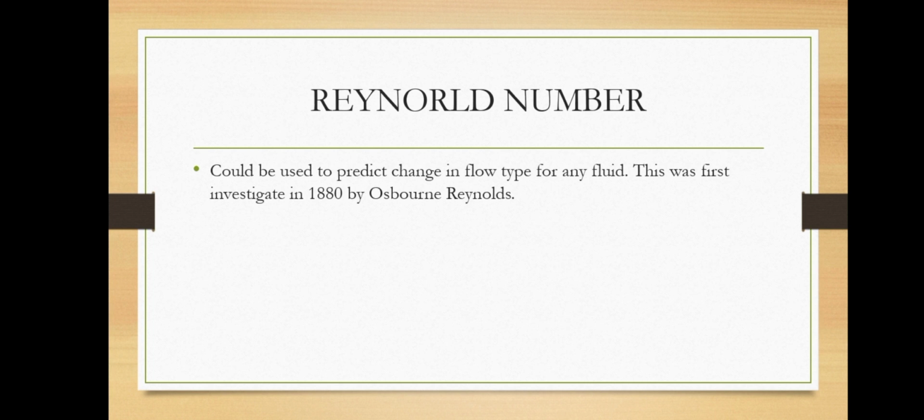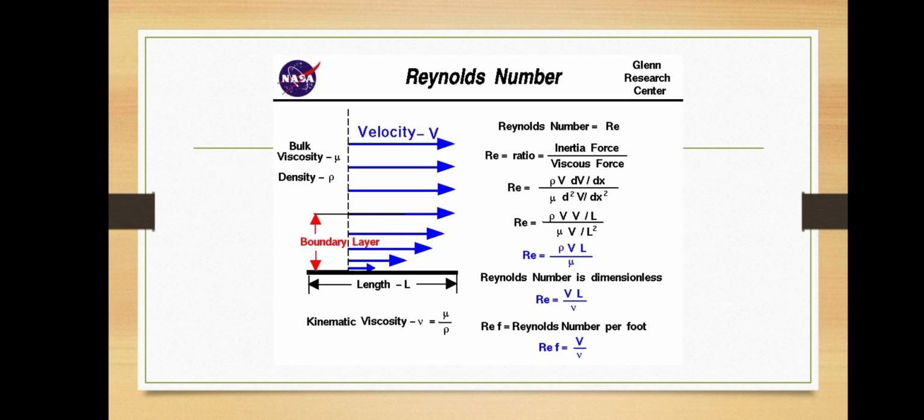And moving on, Reynolds number could be used to predict the change in flow type for any fluid. This was first investigated in 1880 by Osborne Reynolds. As you can see the Reynolds number on the next slide.